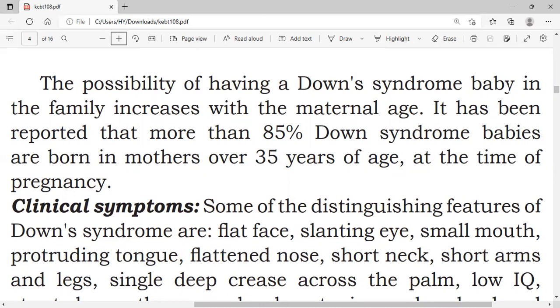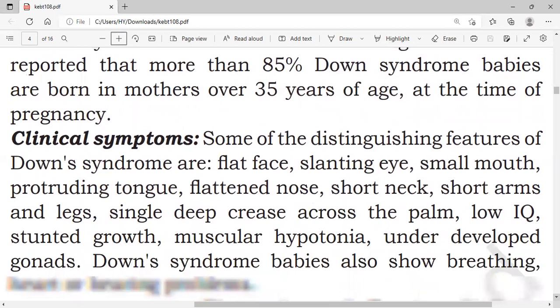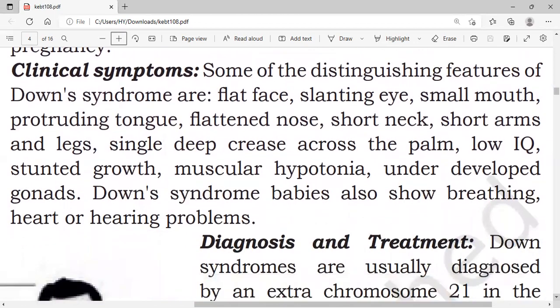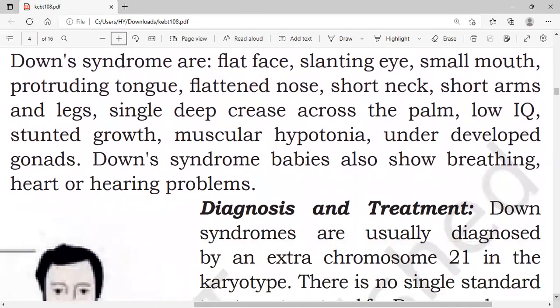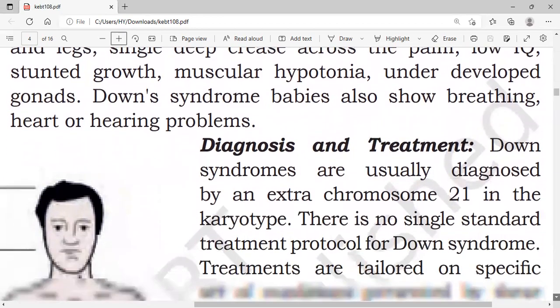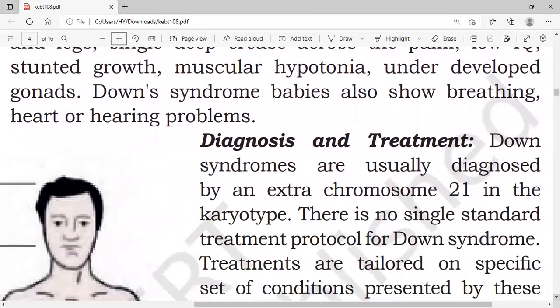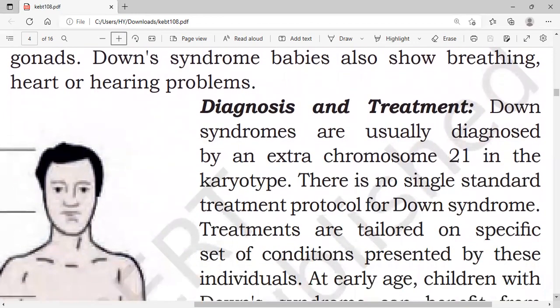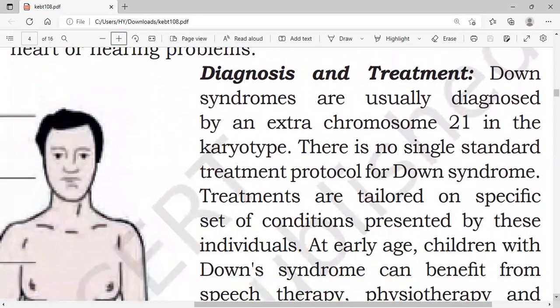Clinical symptoms. Some of the distinguishing features of Down syndrome are flat face, slanting eyes, small mouth, protruding tongue, single deep crease across the palm, low IQ, stunted growth, muscular hypotonia, and underdeveloped gonads. Down syndrome babies also show breathing, heart, or hearing problems.